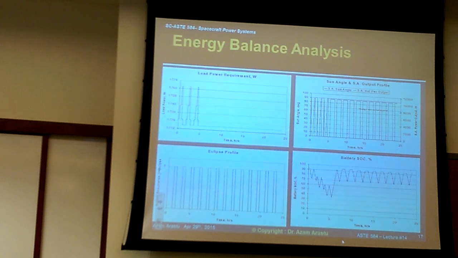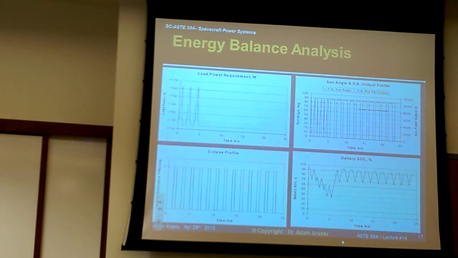That's correct. So in the eclipse time, all the load needs to be generated by the battery. So the battery needs to have the maximum peak load in that case. Okay, go ahead. So you're basically designing the battery for the peak load. Yes. So why not design the solar array for the peak load?